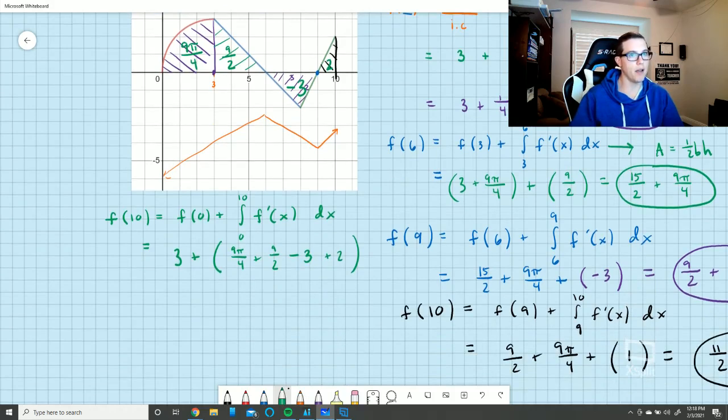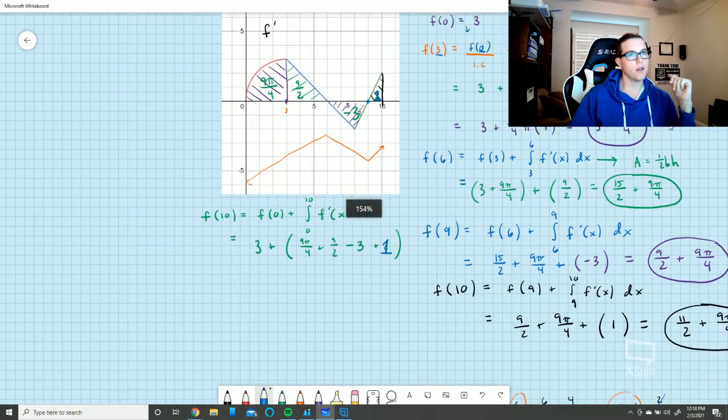We get 9 pi over 4 plus 9 halves minus 3 plus, oops, I said 2, but it's 1. And then you can get the answer. So that's accumulation with a graph.